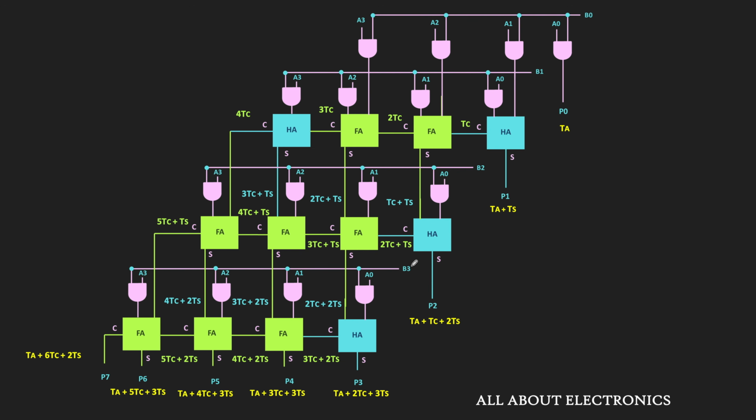For example, if we assume that TA, TC and TS are equal to 1 unit delay, then P6 and P7 will be available after 9 unit delays. So for example, if the 1 unit delay is equal to 2 nanoseconds, then P6 and P7 will be available after 18 nanoseconds. Or in general, we can say that it will be available after 9 unit delays.